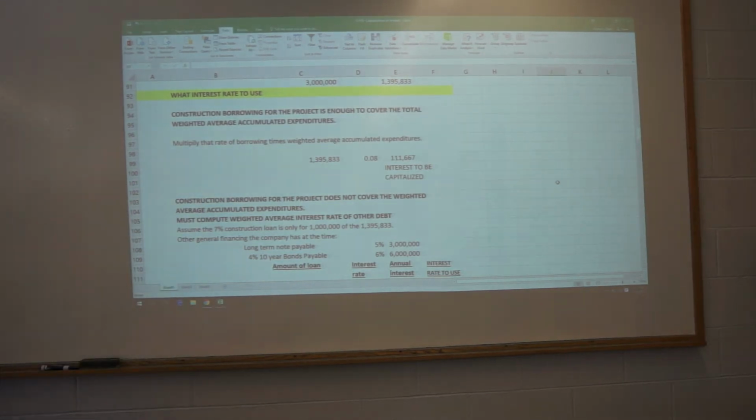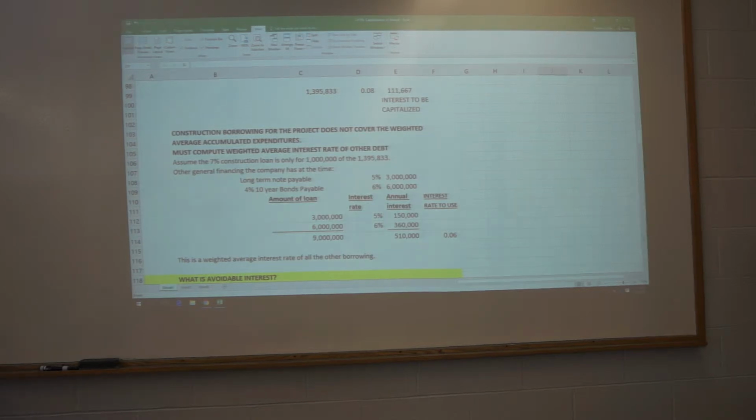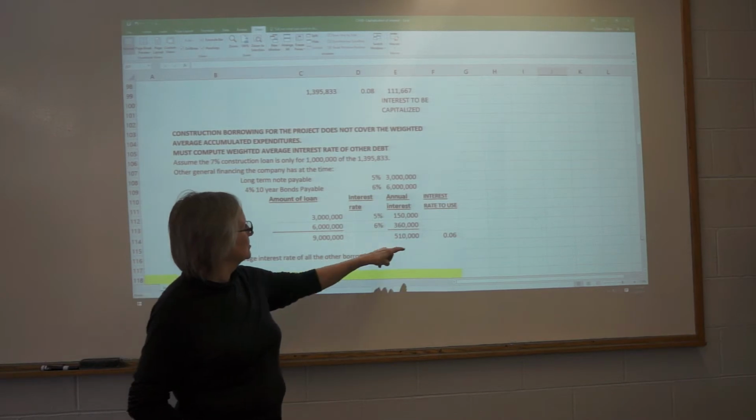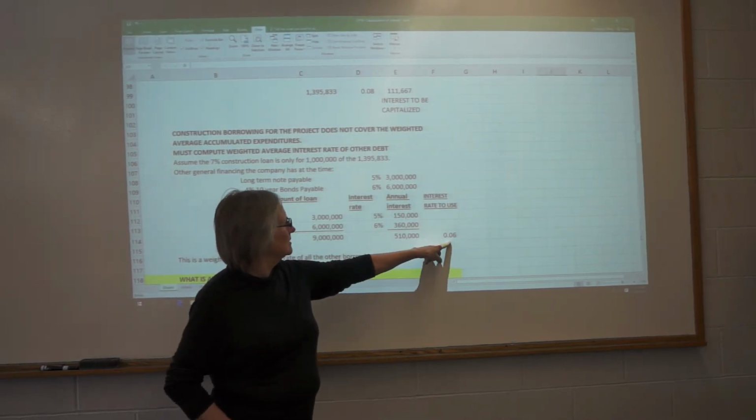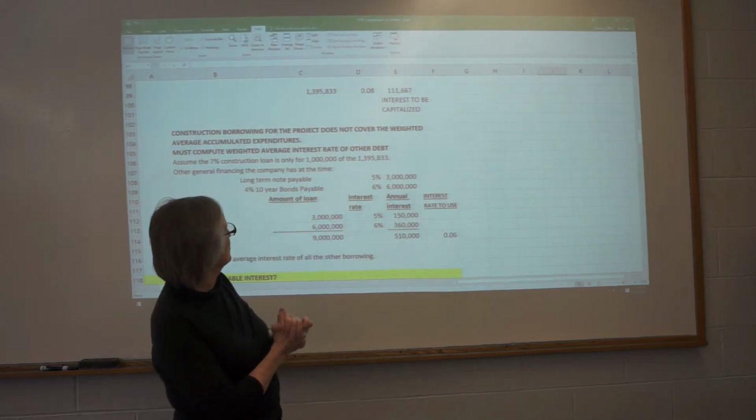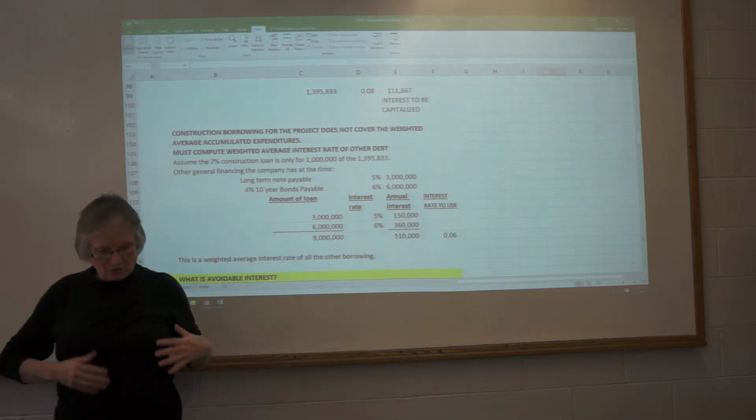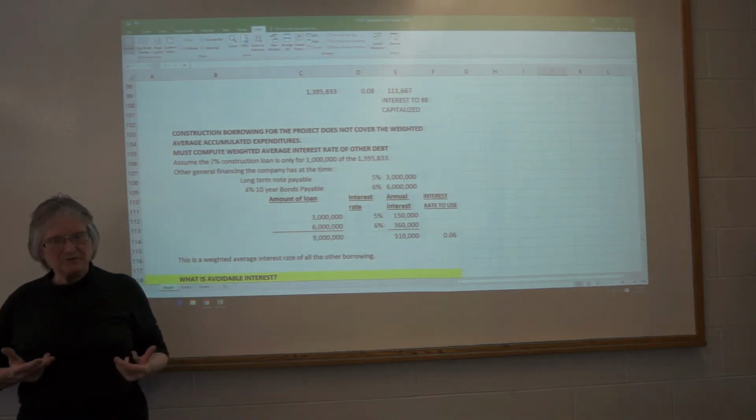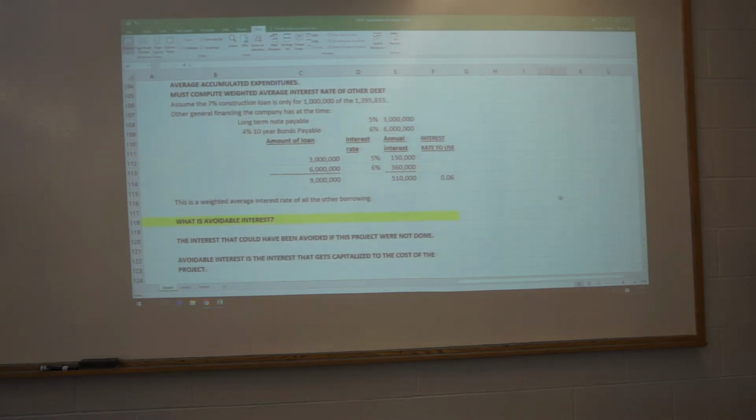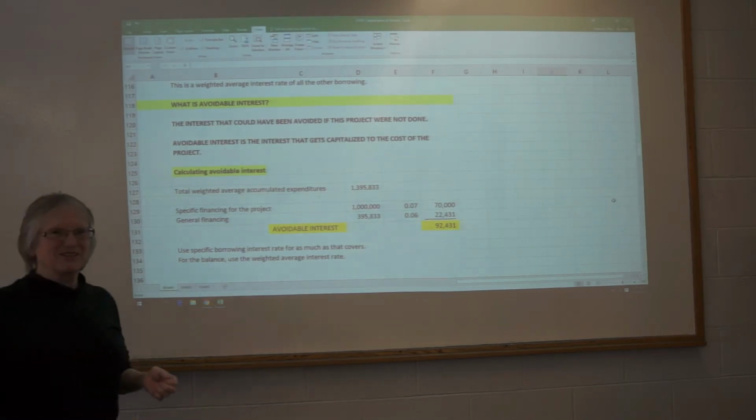To calculate that, you simply take how much interest you're paying on both of them for the year, divide it by the total amount of the loans, and so your average interest rate that you would use for the rest of the financing is the 6%. This will make more sense when we work through problems. So we use the weighted average interest rate of all the other borrowing for anything that's over and above specific financing.